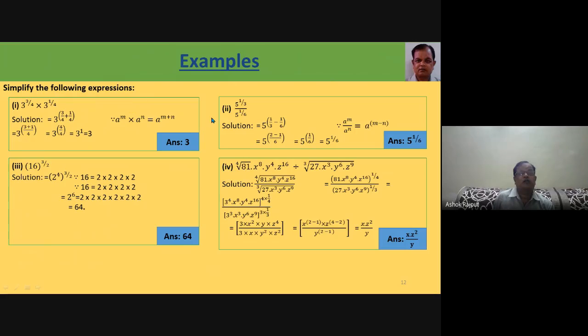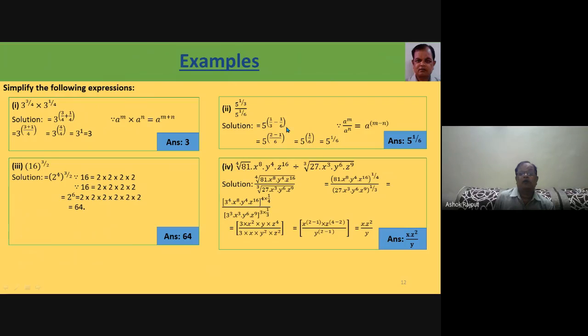Now we are going to the next. It is product, it is division sum. We will explain all types of sums here. Right. Then 5 raised to the power 1 by 3 divided by 5 raised to the power 1 by 6. It is in division, so we will find the difference of powers here because the base is the same. 5 raised to the power 1 by 3 minus 1 by 6. We will get 5 raised to the power 2 minus 1 by 6, and it will be 5 raised to the power 1 by 6.